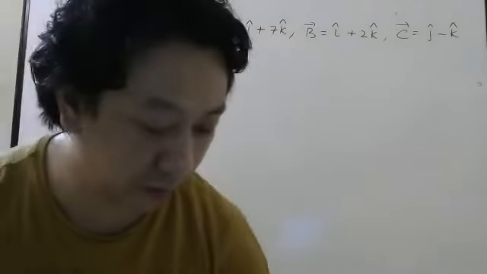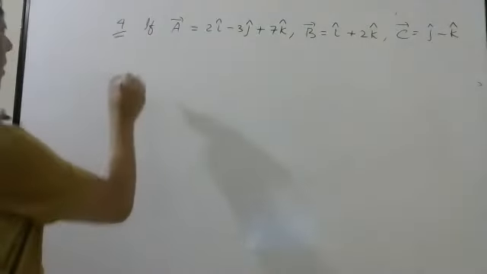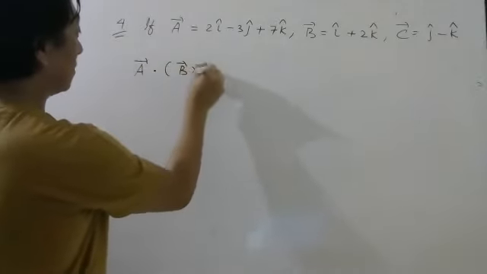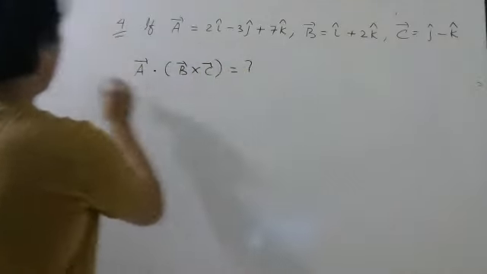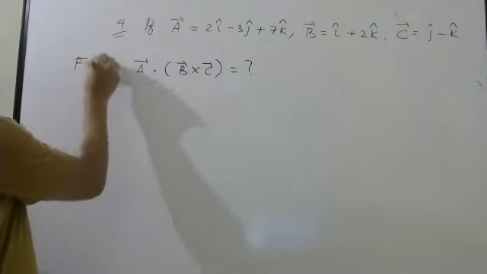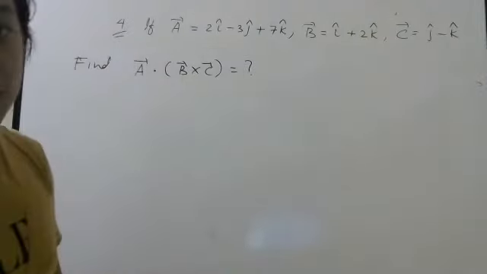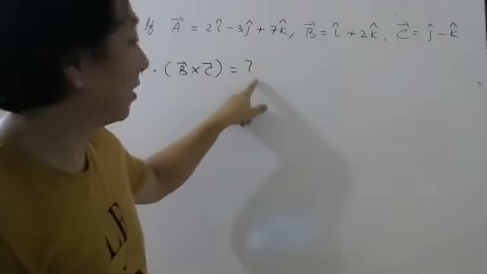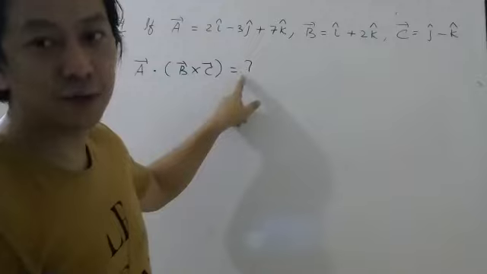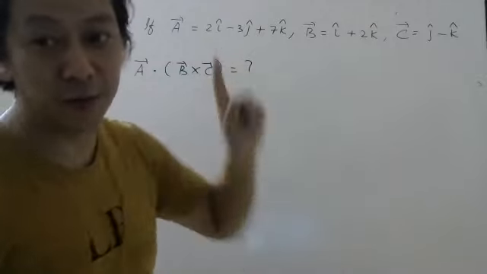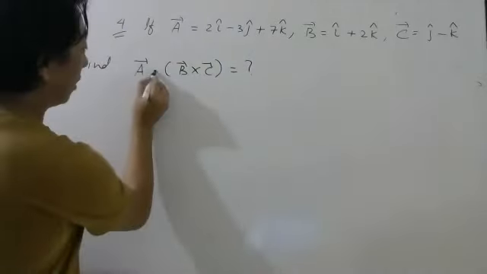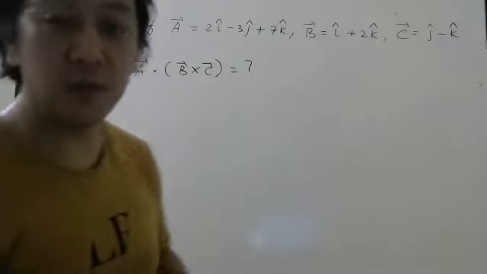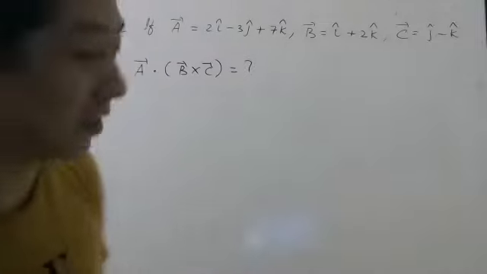What do they want? A bar dot B bar cross C bar. Find this, whatever it is, you have to find. Okay, now tell me one thing. Should this be a number or should this be a vector? Guess. It should be a number because it is the dot product of this vector and this vector. Whenever you take dot product, you will always get a scalar, a number.